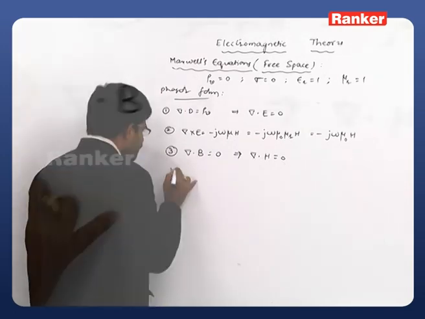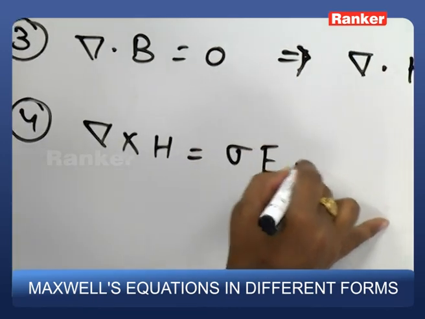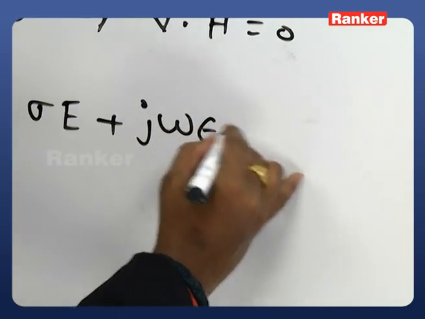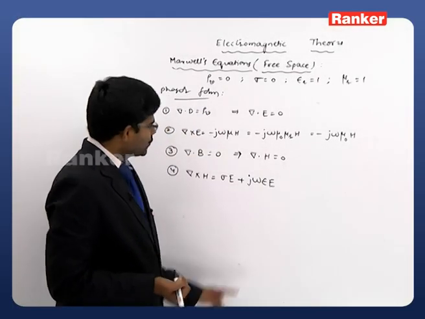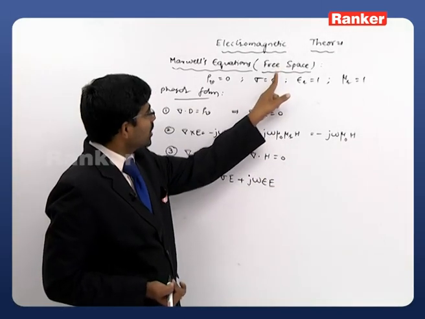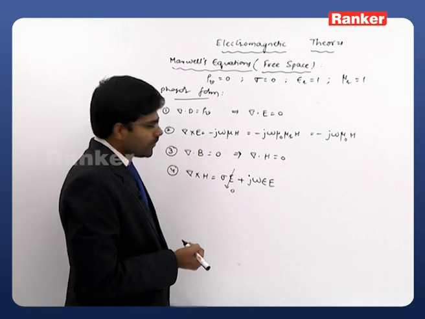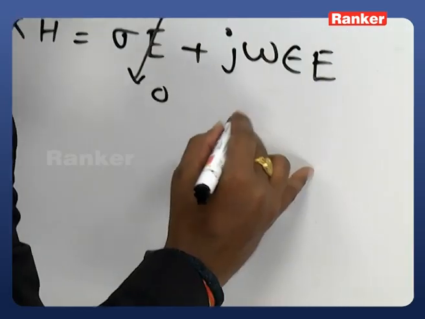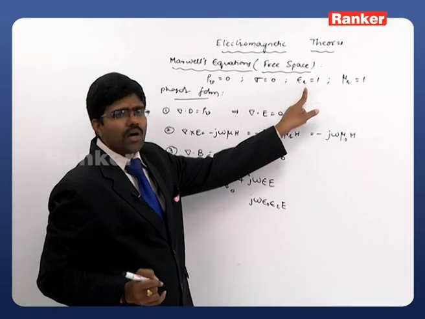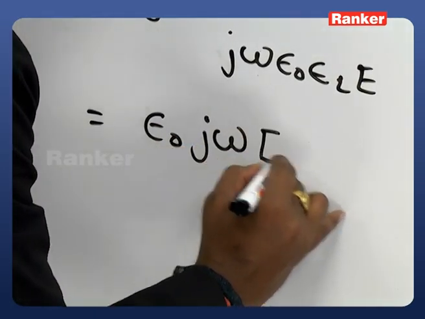And the fourth equation, del cross H is equals to sigma E plus, in phasor form, j omega epsilon E. So this is sigma E plus j omega epsilon E, that we are considering for free space. Since we are considering free space, sigma must be equals to 0, so this term will be equals to 0, and this epsilon can be written as epsilon naught epsilon r. Epsilon r is equals to 1. Therefore this equation can be simply written as j omega epsilon naught E.